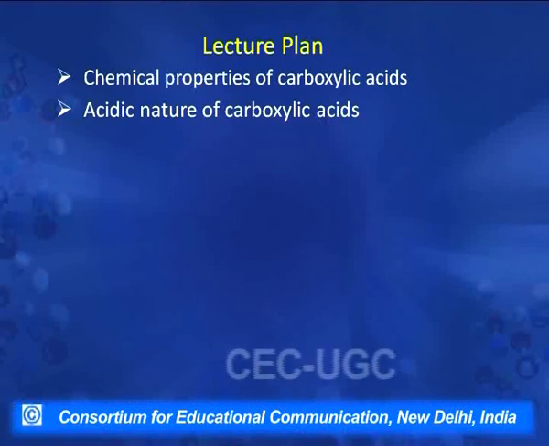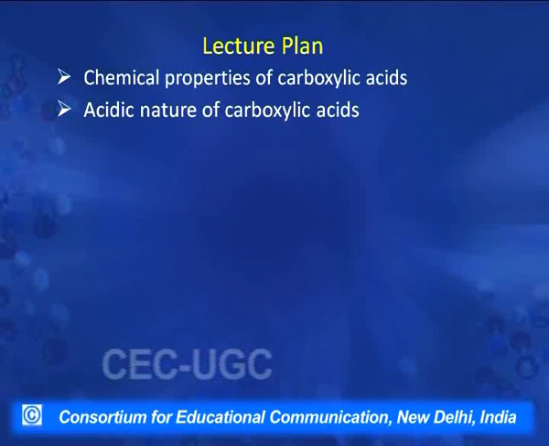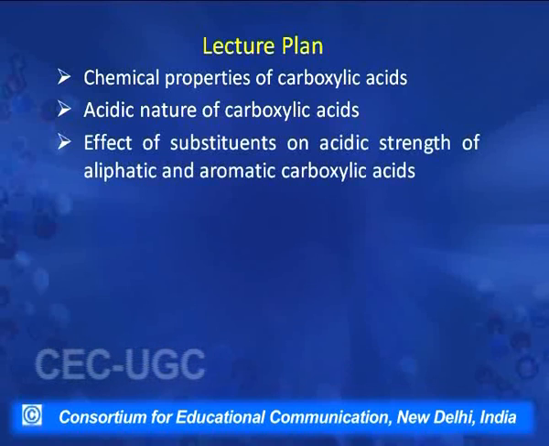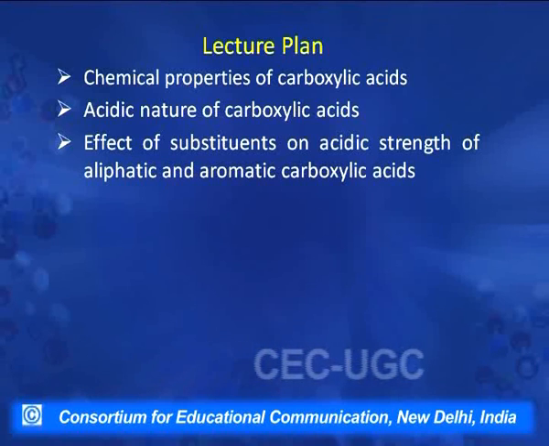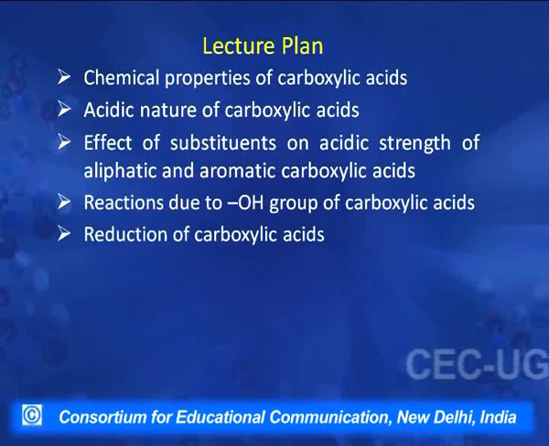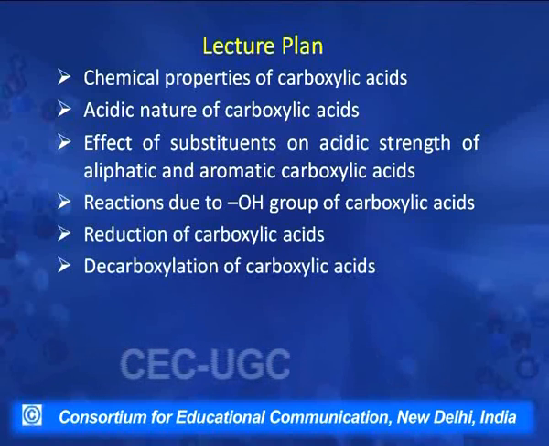Chemical properties means those reactions where some chemical change in the structure occurs. In this we will discuss the acidic nature of the carboxyl group. As these compounds are named as acids, they are acidic in nature. Then we will compare the acid strength of carboxylic acids having different substituents, and maybe aliphatic or aromatic carboxylic acids. Then we will discuss how the OH group, which is a part of this functional group, gives different reactions. Then the reactions due to the carbonyl group, where mainly we will discuss the reduction reaction.